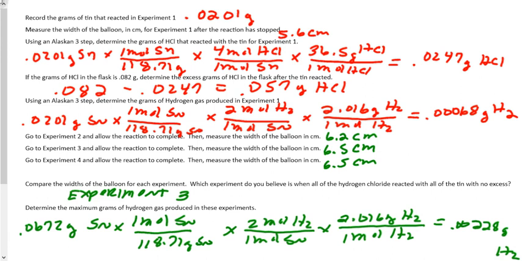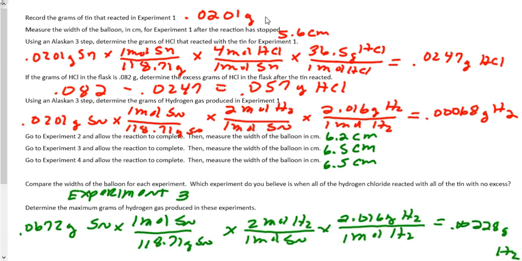This is a video recording of the answer key for the limiting reactant activity and simulation. For the first experiment, 0.0201 grams is recorded on the balance. This is for the tin reacting with the hydrogen chloride.